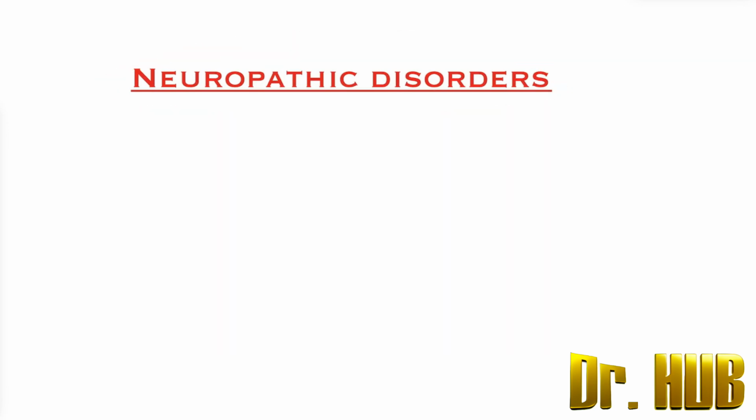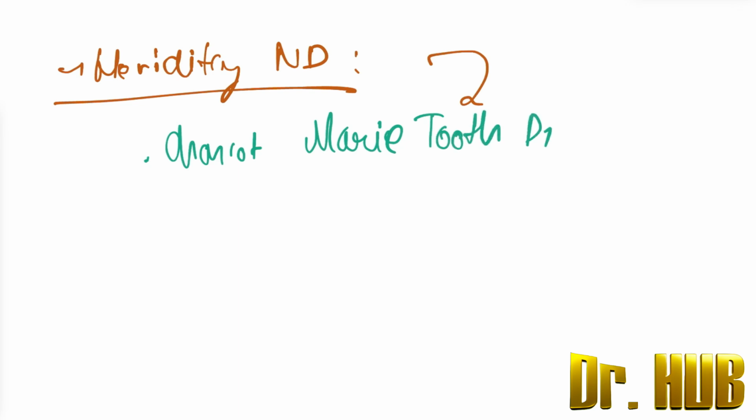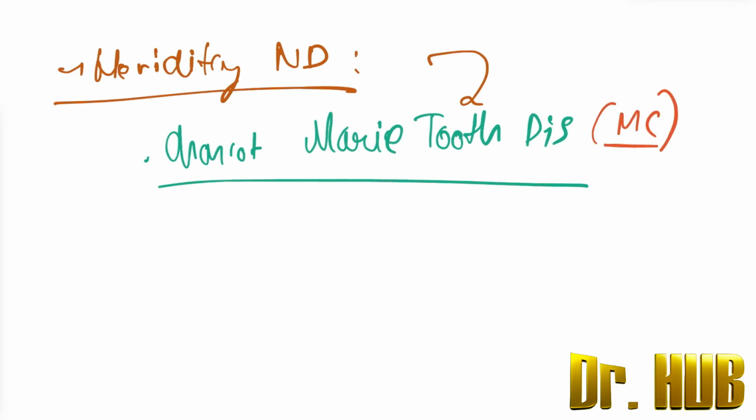Neuropathic disorders. Under the neuropathic disorders, let's look at the hereditary neuropathic disorders. Hereditary neuropathic disorders include Charcot-Marie-Tooth disease. Charcot-Marie-Tooth disease is the most common hereditary neuropathy.